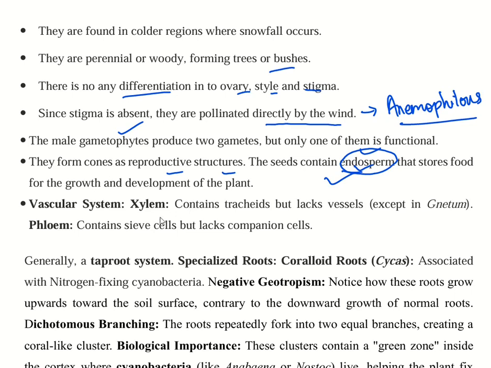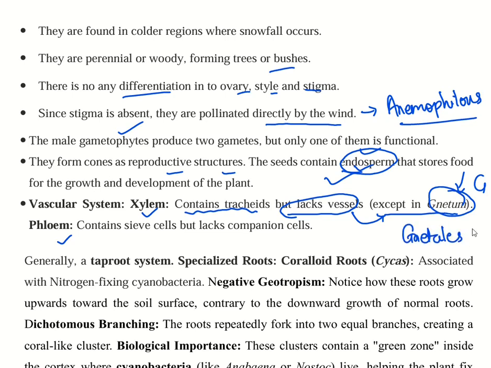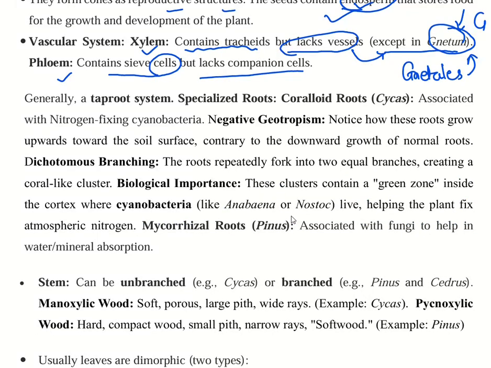And talking about the vascular system, it has the xylem and phloem. Inside the xylem it contains the tracheids, but it lacks the vessels, and there is an exception that vessels are present in Gnetum, which is under the order Gnetales. The Gnetales order includes Gnetum that has vessels, but usually they lack vessels in the case of gymnosperms. And talking about the phloem, it contains the sieve cells, but the companion cells are absent. So you have to remember, students, that gymnosperms lack vessels and companion cells, with an exception that Gnetum has vessels.